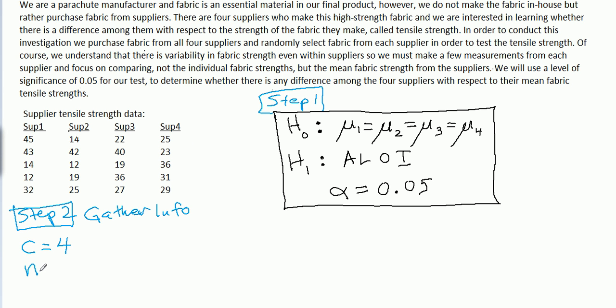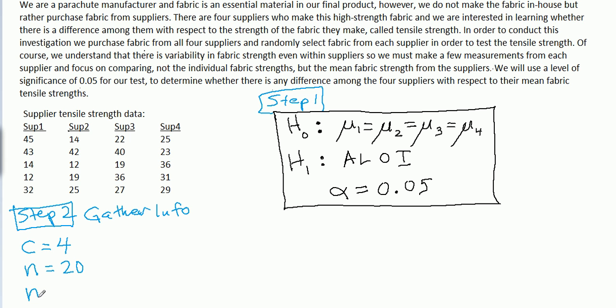N, for us, I defined N in a one-way ANOVA to be the total number of observations across all the groups. So in this case we have 1, 2, 3, 4, 5, 6, 7, 8, 9, 10, and so on. And if you just eyeball it, you don't have to count them all, you'll see we have 5 from each supplier and 4 suppliers, so N is going to be 20. Okay?